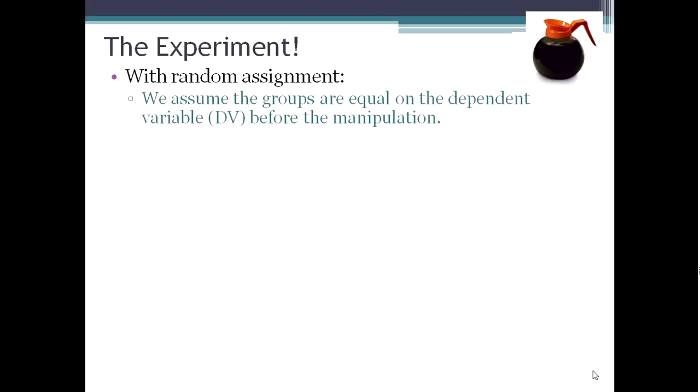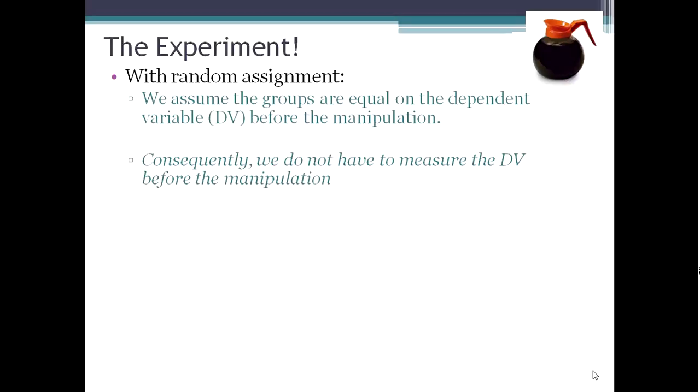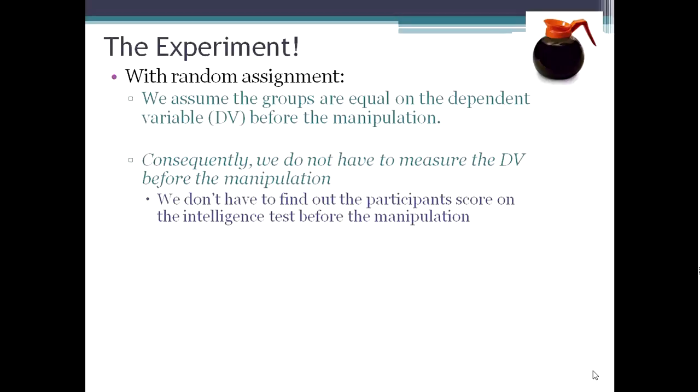Now, what's cool about random assignment is that we assume the groups are equal in the dependent variable before the manipulation. And what this means is we don't need to actually measure the dependent variable before, right? We don't need to know what their score on intelligence was before the manipulation because we know that both groups are equal.